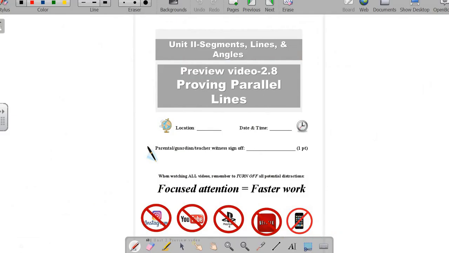You're taking a look right here in your notes. Don't forget date, time, and location, as well as a parental sign-off. Proving parallel lines.